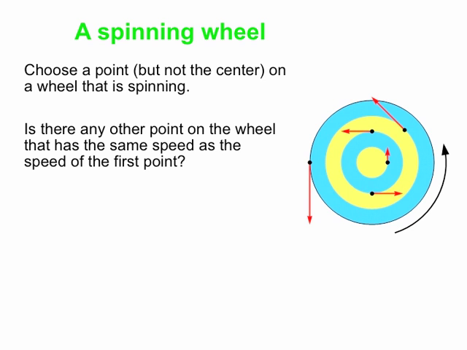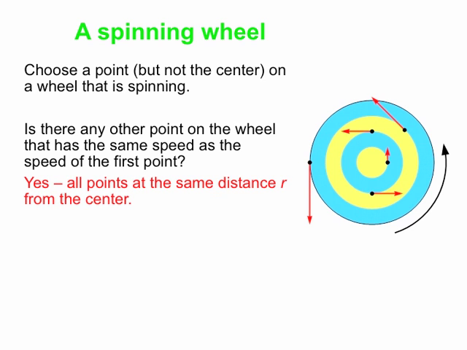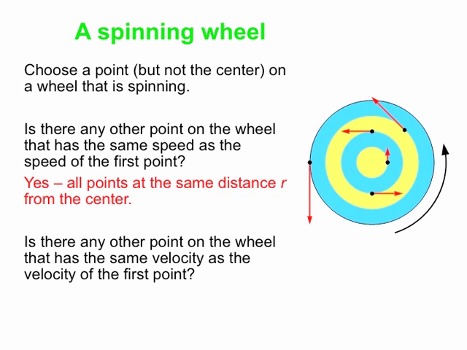So, what do we learn? Is there any point on the wheel that has the same speed as another point? Absolutely. All points at the same distance from the center, which we call r. How about velocity? Are there any other points on the wheel that have the same velocity as the first point? In fact, no. Same speed, but different direction of the velocity, so different velocities. All points have a unique velocity on this two-dimensional spinning disk.